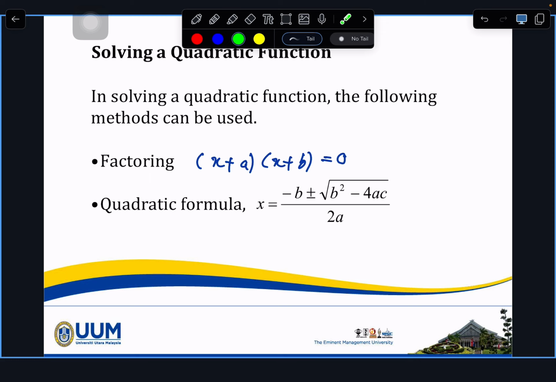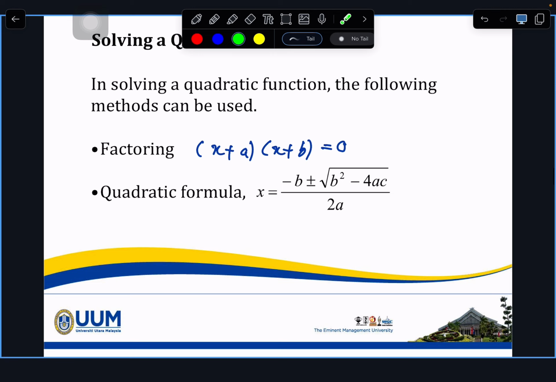Okay. And we have one more method, but this one is not part of our syllabus, which is completing the square. Completing the square is the best one, because it looks easy, but normally if we set a question for the test or for exam, we will ask completing the square, but not part of our syllabus. Don't worry. But I just want to say here. Okay, so out of these two, which one do you think is easier for you?